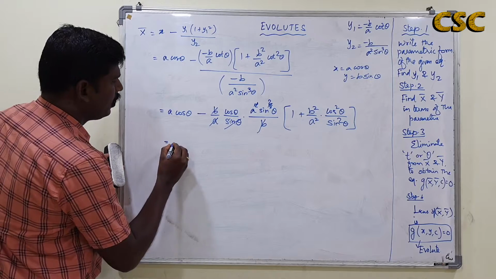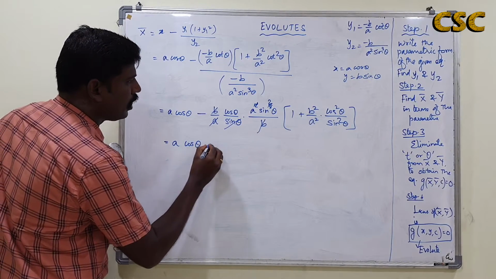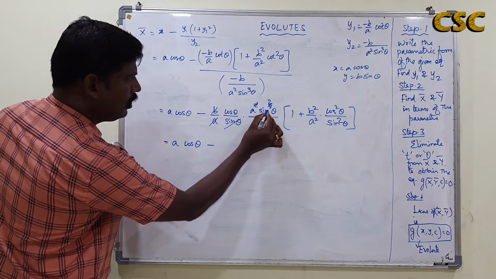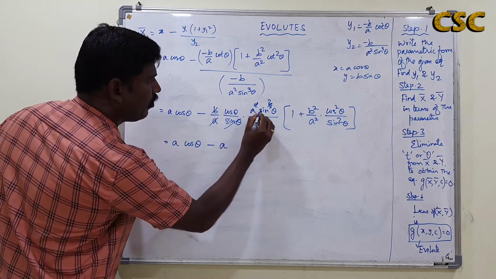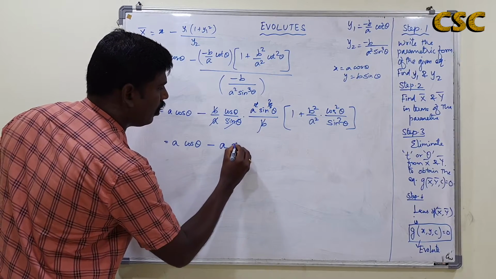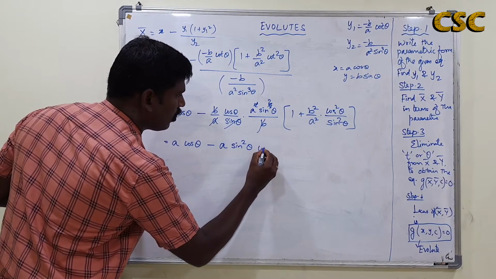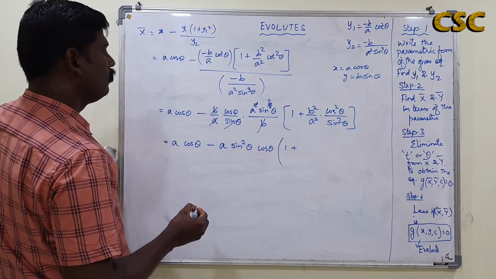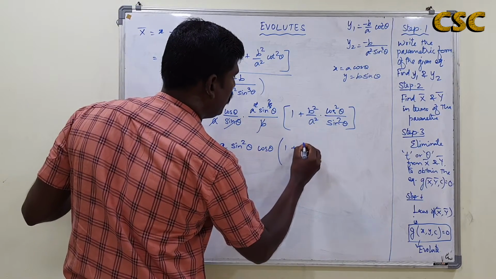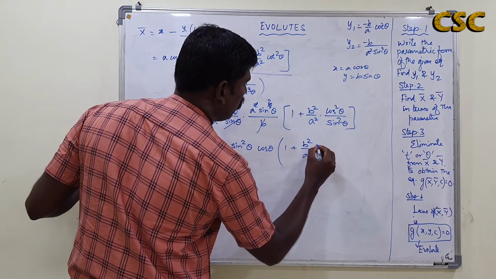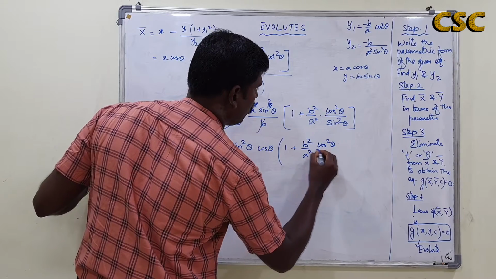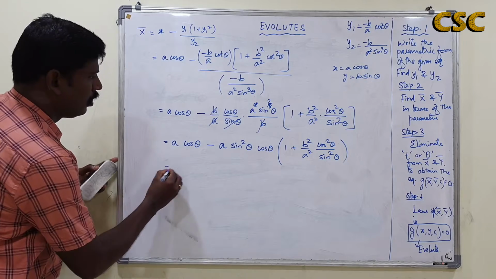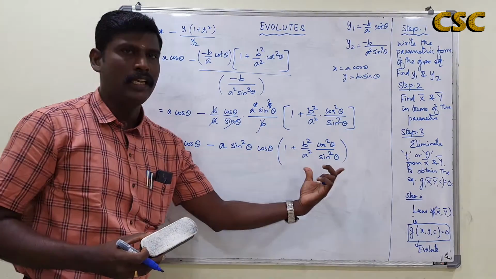So what is remaining? That is equal to a cos theta minus what is remaining here? a sin square theta cos theta. Carefully write it, sin square theta, not sin theta. Sin square theta cos theta into 1 plus b square by a square cos square theta by sin square theta, right? Now I am going to multiply this term inside the bracket.